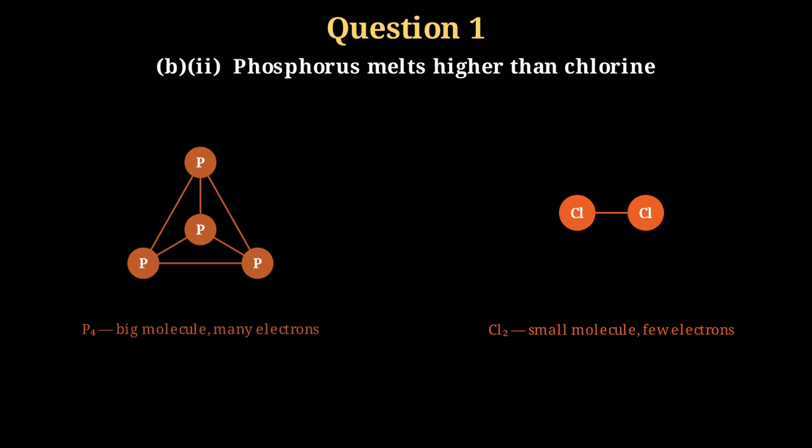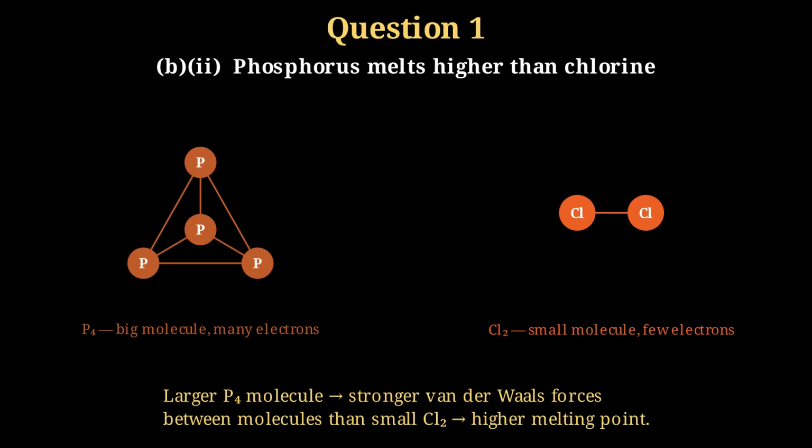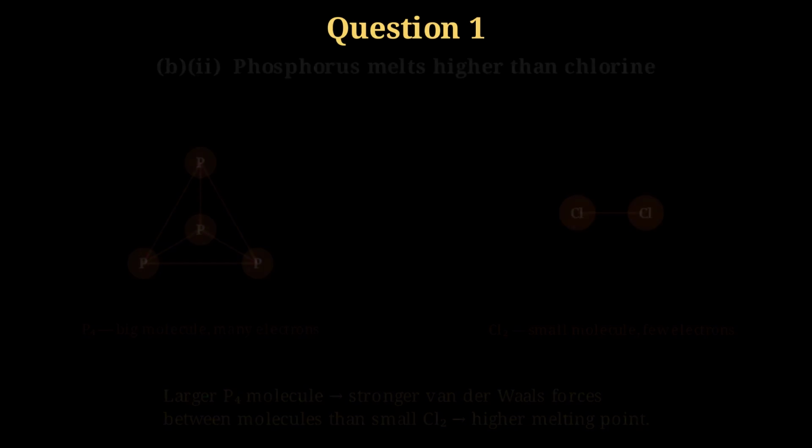The bigger, heavier P4 molecule has many more electrons, so its van der Waals forces are stronger than in the little chlorine molecule. Stronger forces, higher melting point. So the larger P4 molecule has stronger van der Waals forces between molecules than small chlorine, so it melts higher.